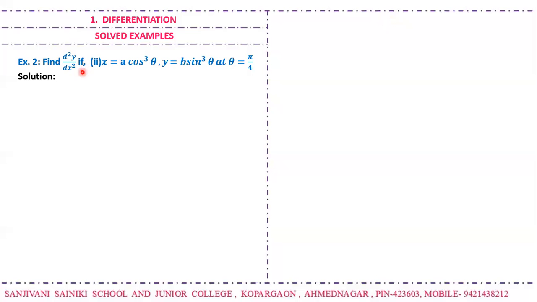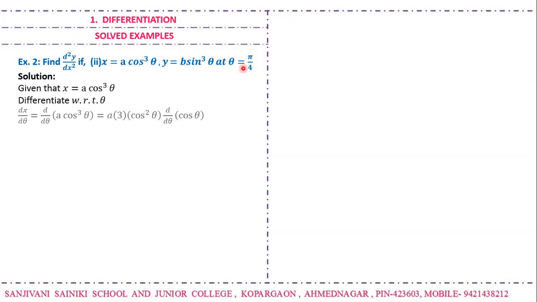Now d2y by dx square, where x is equal to a cos cube theta and y is equal to b sin cube theta, at theta is equal to pi by 4. Again we want a second order derivative, but at a particular point. We have just found the parametric derivative, now we find its value at the particular point. Given x is equal to a cos cube theta, differentiating with respect to theta, a is a constant so we can take it outside. The derivative of cos cube theta is 3 cos square theta into minus sin theta, so it is minus 3a cos square theta sin theta.